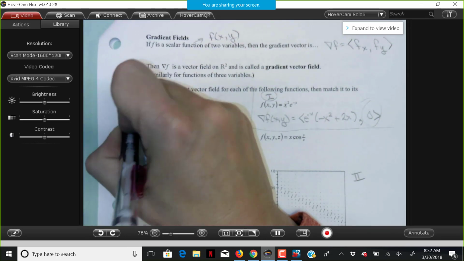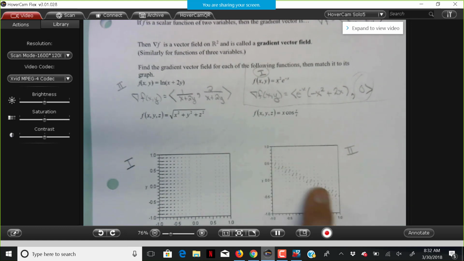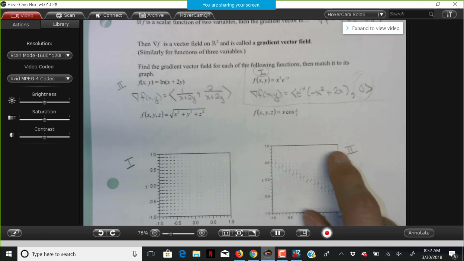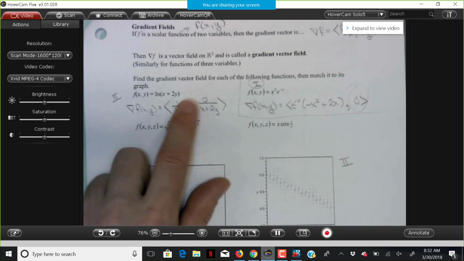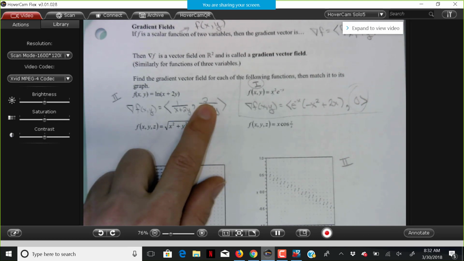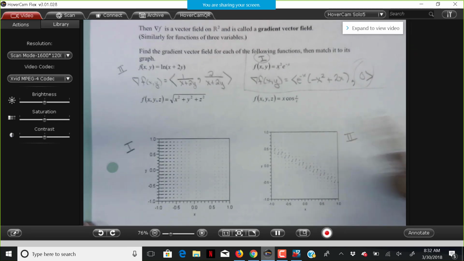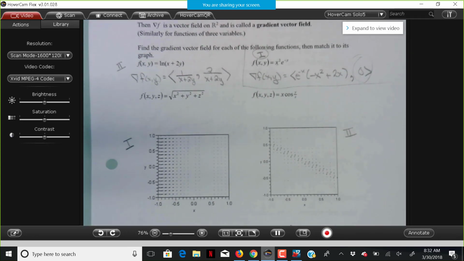I want to talk about, though, why we have these big vectors kind of through the middle and all the other ones are really small. Well, think of this fraction, they just have constants in the numerator. So as the denominator gets big, the fraction gets small. So as you go away from the origin, your vectors get smaller and smaller. That's why they look like dots.